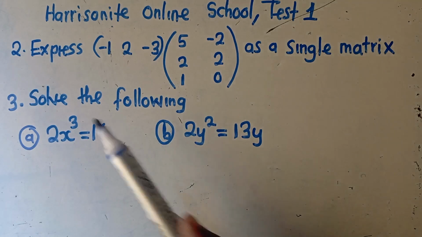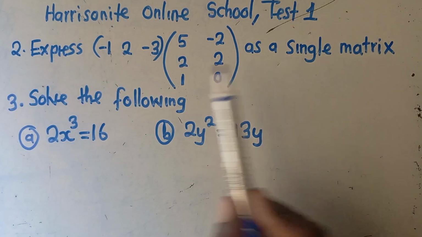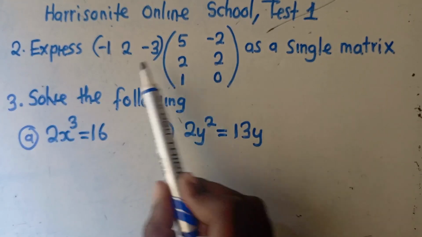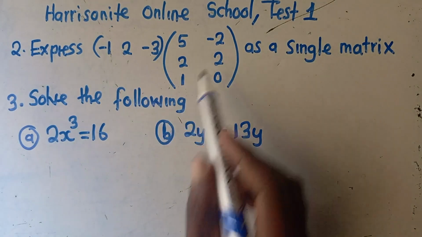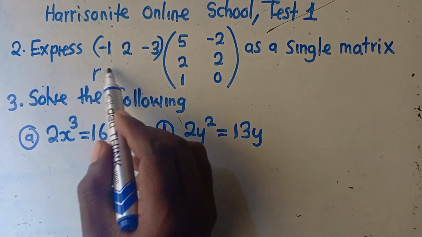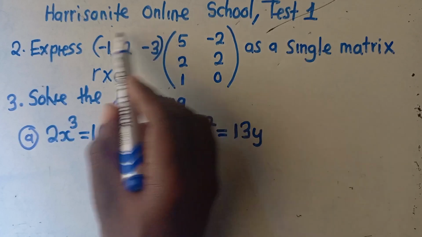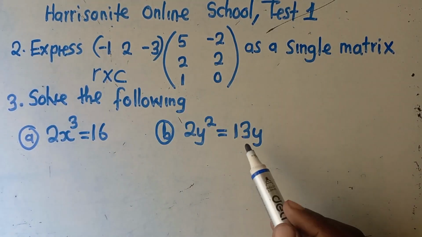The first question is saying express these two matrices as a single matrix. So you are told to express these two matrices as a single matrix. Then how do we do that? We say row by column. So this row will be multiplied with these columns.